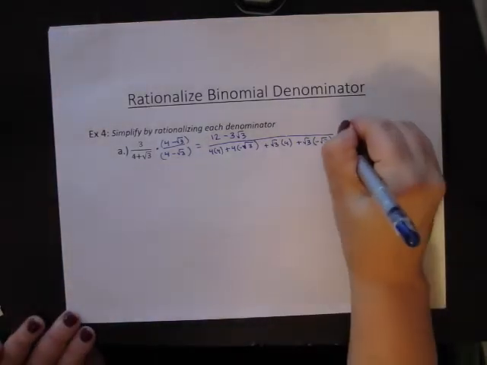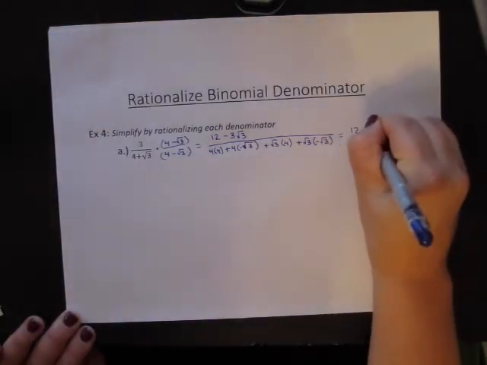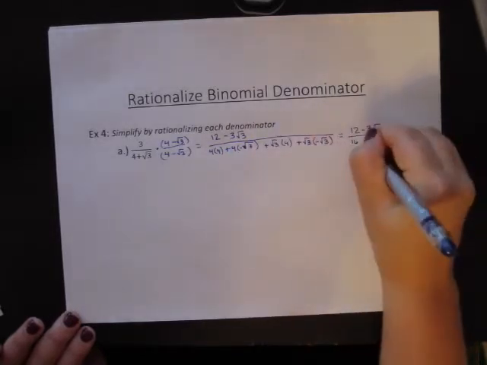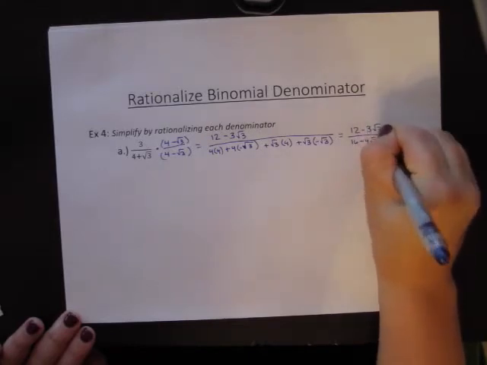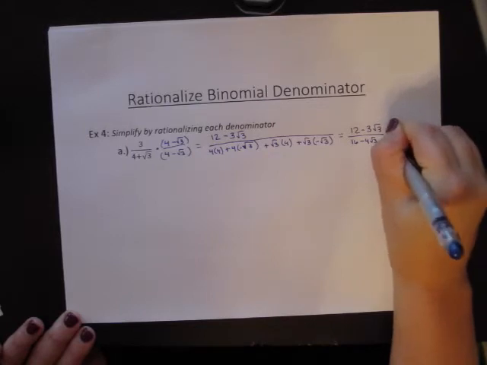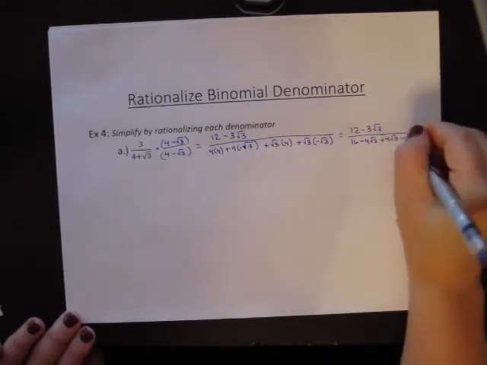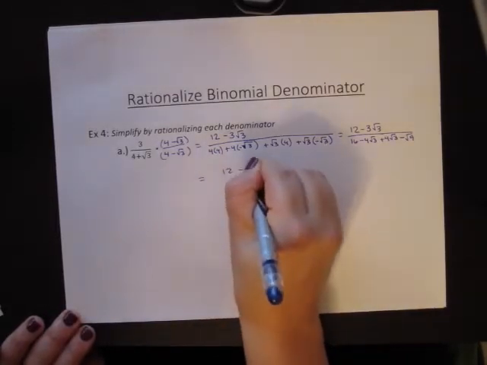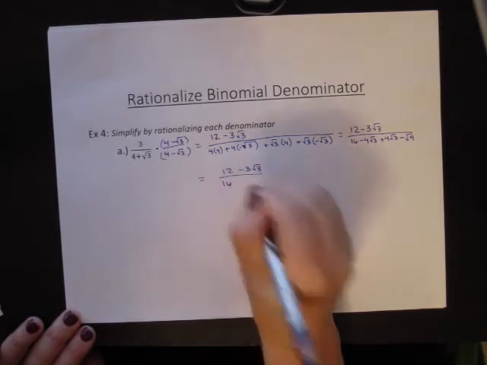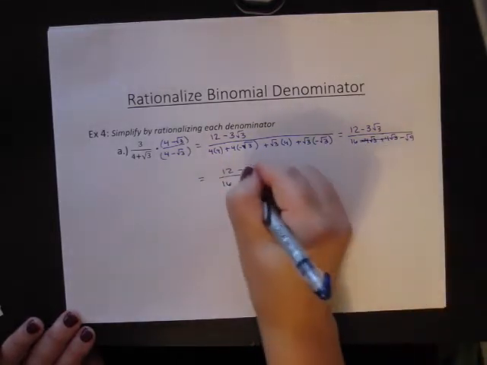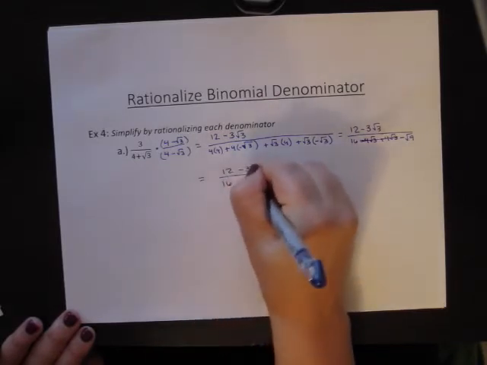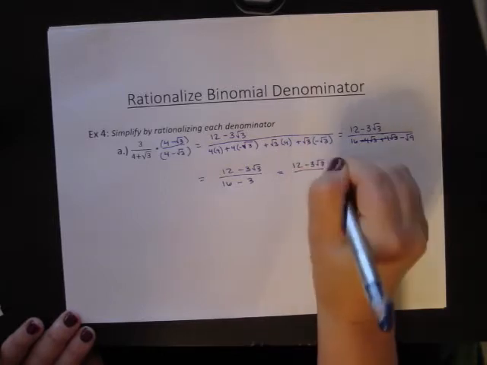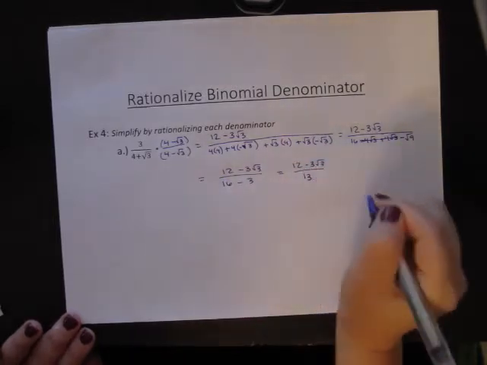So now if I clean this up, I've got 12 minus 3 square root of 3. 4 times 4 is 16, minus 4 square root of 3 plus 4 square root of 3, minus the square root of 9. So when I clean that up, that would be 12 minus 3 square root 3 over 16. And you see right here that this cancels out. Minus square root of 9 is going to be 3. So we get 12 minus 3 square root of 3 over 16 minus 3, which would be 13.